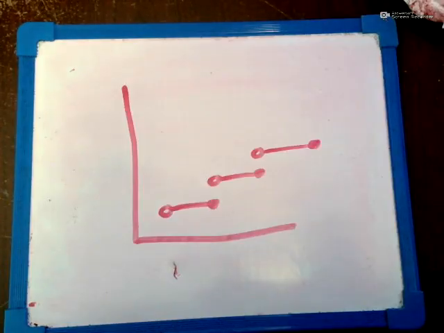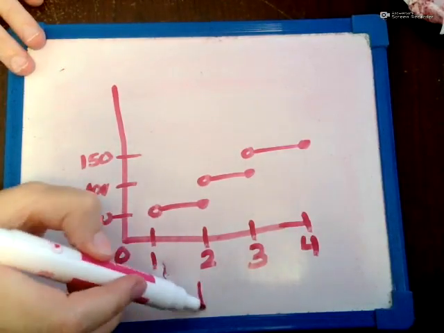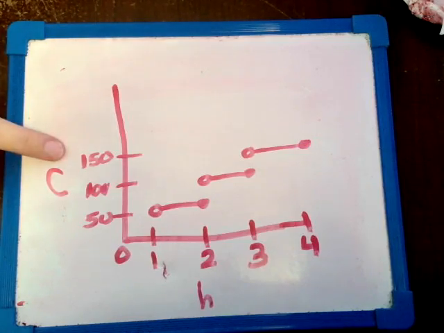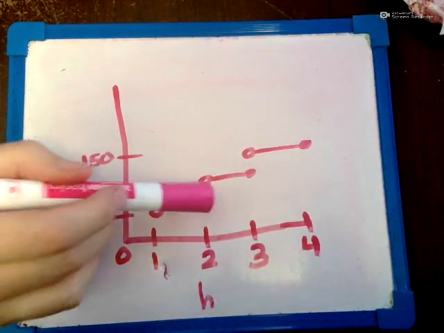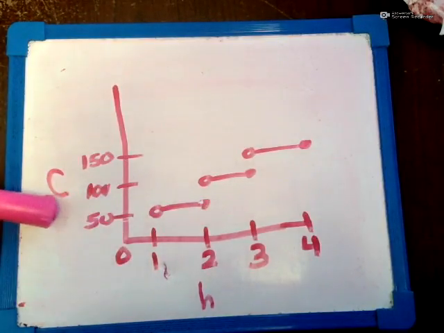This is called a step function, because it looks like a series of steps. Now it wants to know if h, this is h down here, okay? If h equals 2, what is the value of c? C is over here. So h is 2. You follow it up. Oh, there's a dot. You follow it over. C is 50.